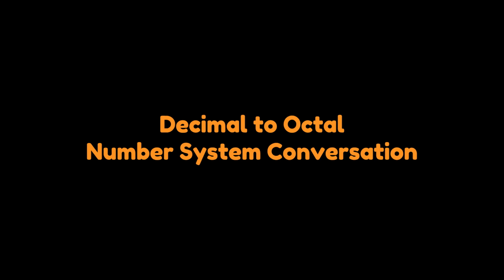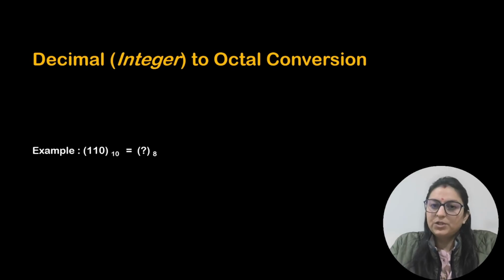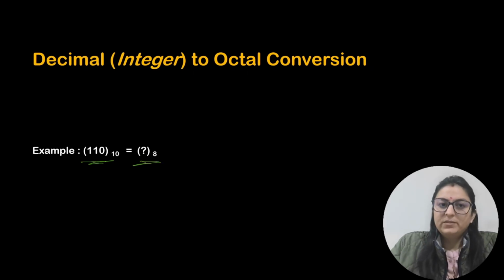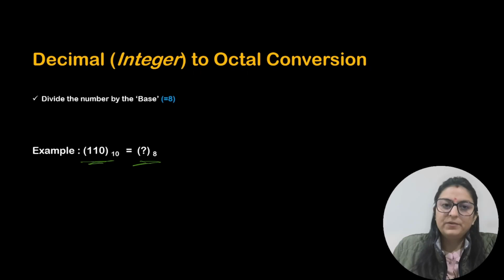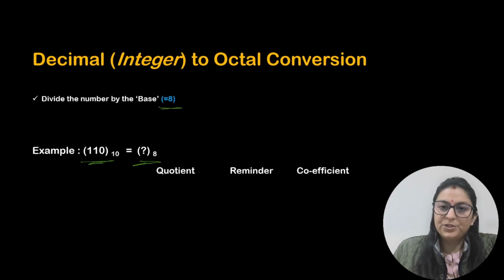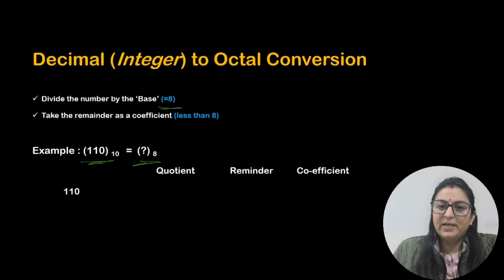Let us understand the second conversion, that is decimal to octal. यहाँ पे हमारा number है 110, that is a decimal और हमको convert करना है octal में. The same steps. First we divide this number by the base, but here what is the base? That is 8. We have to remember. Second step, take the remainder and put it as a coefficient. But यहाँ पे आपको देखना है कि remainder should be less than 8. It should not exceed 8 because it's an octal number. It only uses the digits 0 to 7.